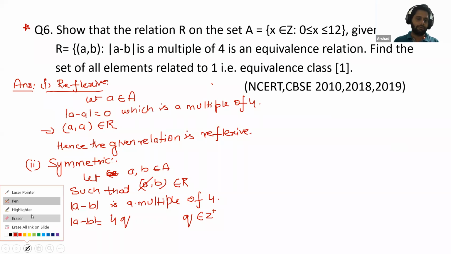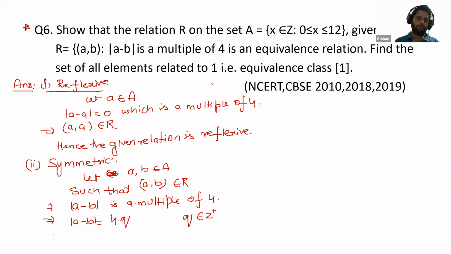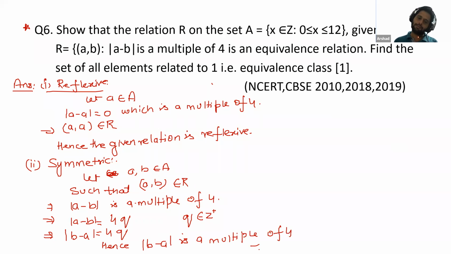Now next one. This implies modulus of b minus a will remain the same, 4q. Hence modulus of b minus a is a multiple of 4. Hence (b, a) belongs to the relation R. So relation R is symmetric.